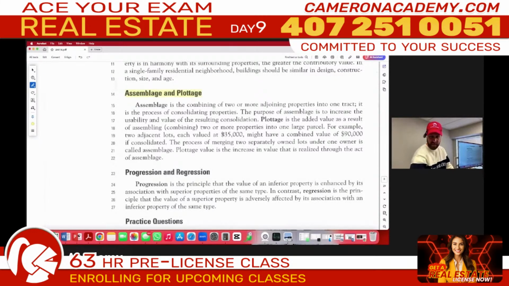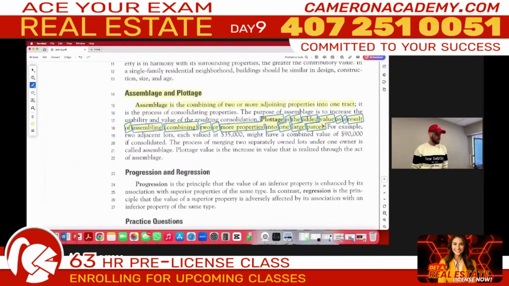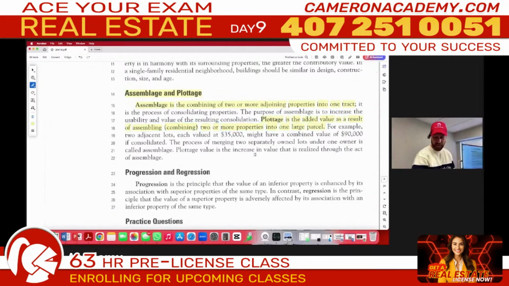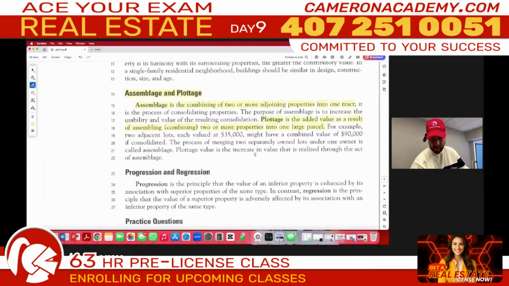Assemblage and plottage. Let's talk about these terms. Assemblage is when you combine two or more lots into one single tract of land and try to sell it as one whole. That's what it's called. You're assembling. Assemblage. But something interesting, if you combine those lots and now it's worth more money when you combine them based on other properties of similar size, the added value is called plottage. I know it's an odd term to remember, but you got to remember that.